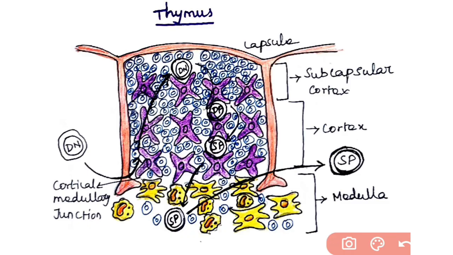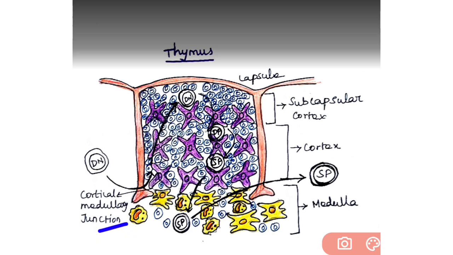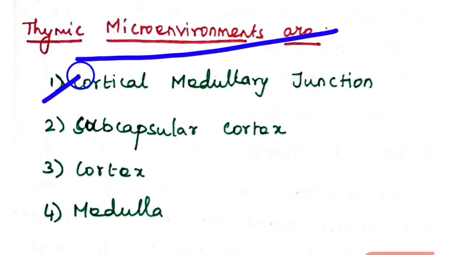So this is your thymus, and the thymic microenvironments are the subcapsular cortex, then the cortex and the cortical medullary junction. Between the cortex and medulla there is a gap known as the cortical medullary junction. The next one is the medulla. The medulla is the inner part of the thymus and the cortex is the outer part. Each microenvironment has its own function, and each is populated by different stromal cells. So the thymic microenvironments are the cortical medullary junction, subcapsular cortex, cortex and medulla.